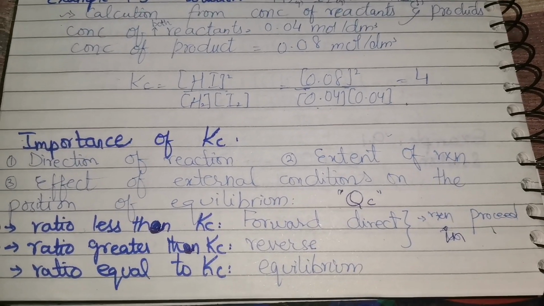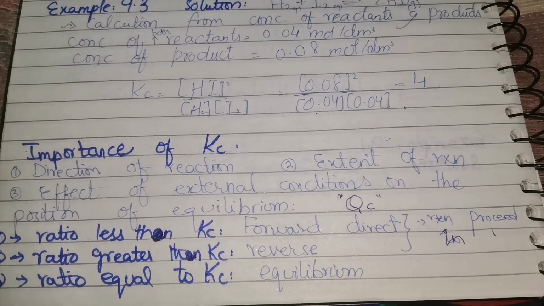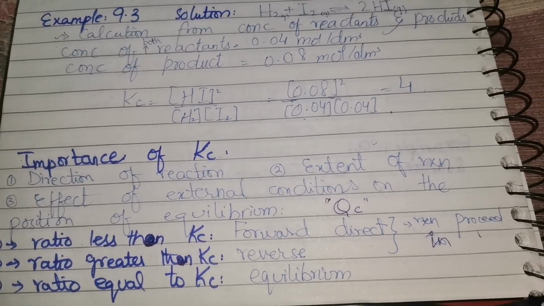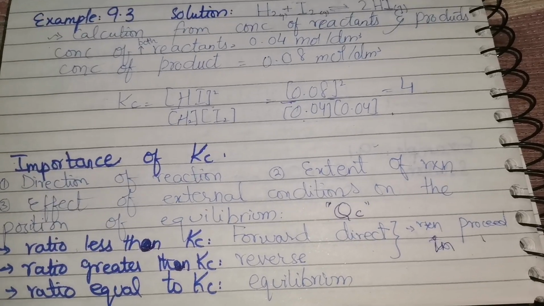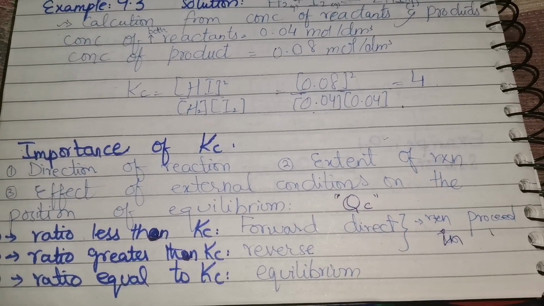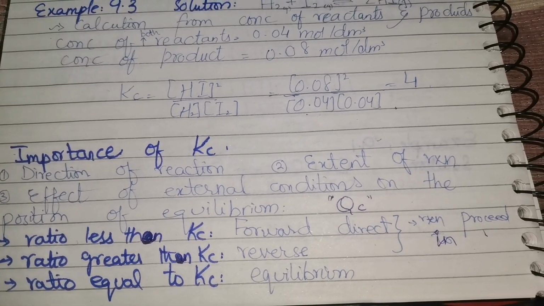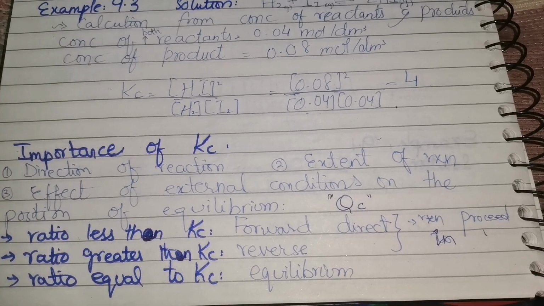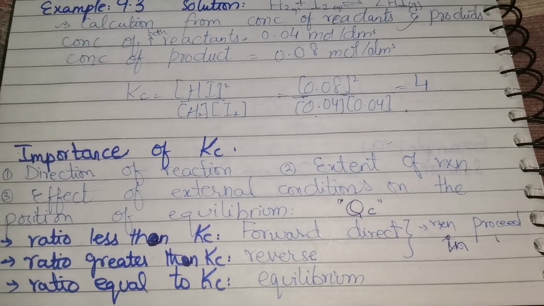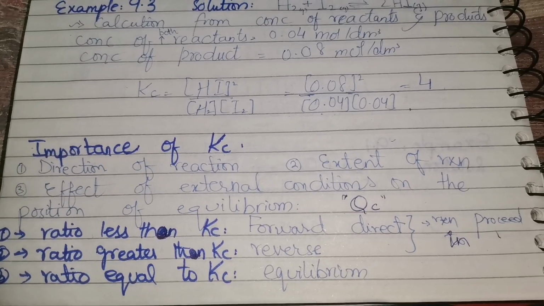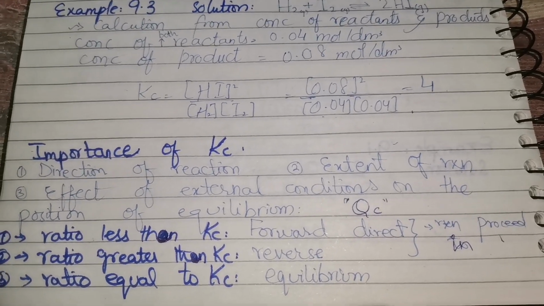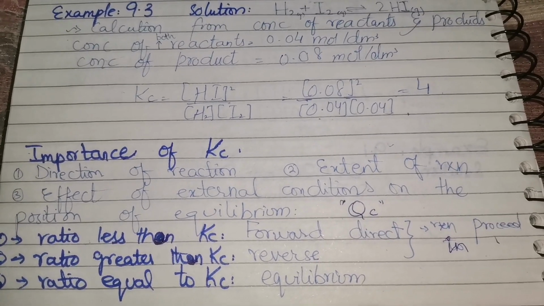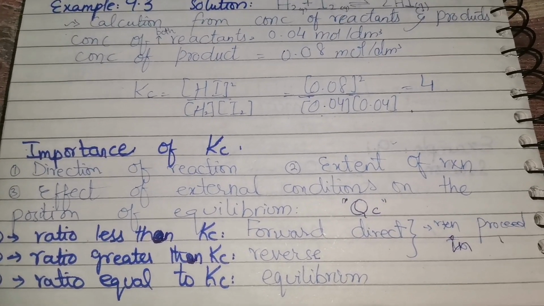Now coming towards the other topic, that is the importance of Kc. What is the importance of Kc? There are 3 main things that Kc tells us: the direction of reaction, extent of reaction and effect of external conditions on the position of equilibrium. Now, how does Kc tell us the direction of reaction? I wrote here that if the ratio is less than Kc, the reaction will move in the forward direction; if the ratio is greater than Kc, it will move in the reverse direction; and if the ratio is equal to Kc, it means that the reaction is at equilibrium.